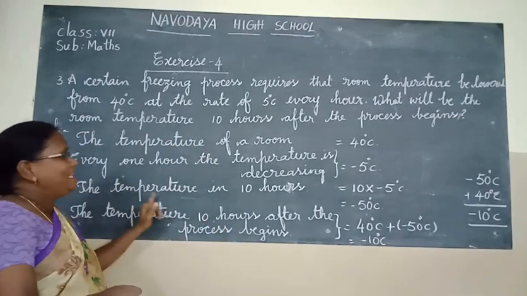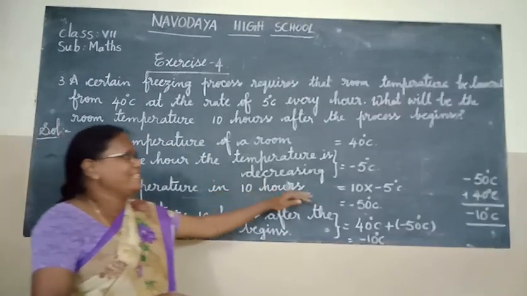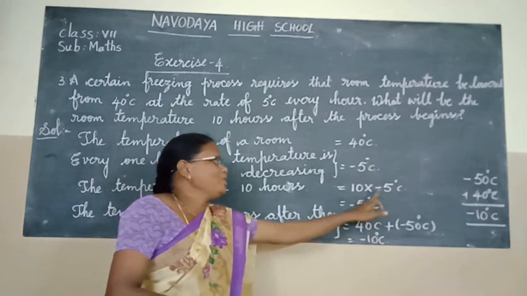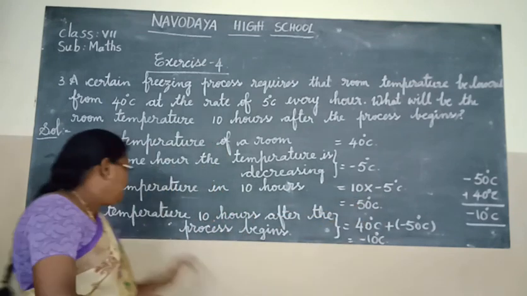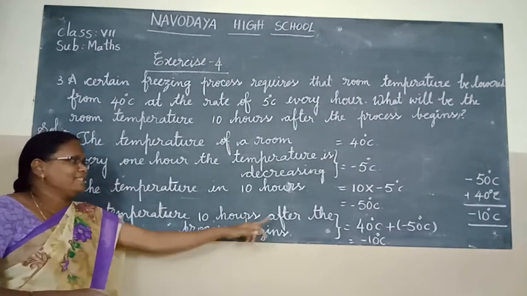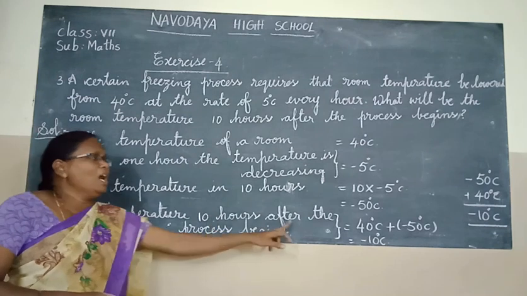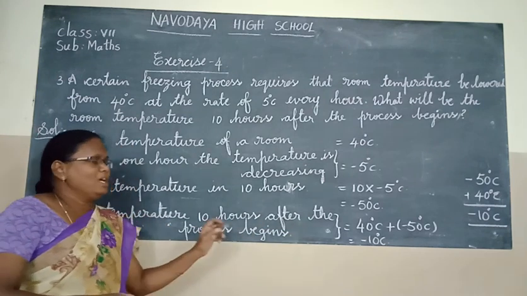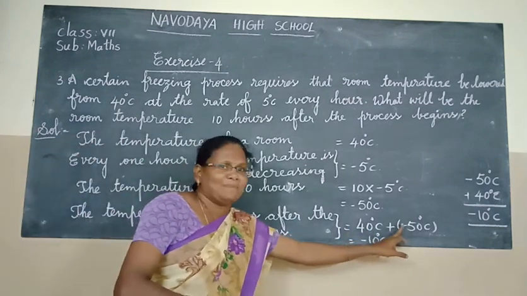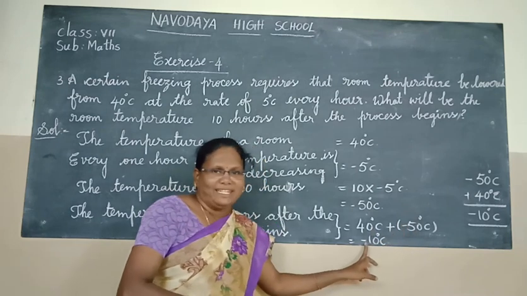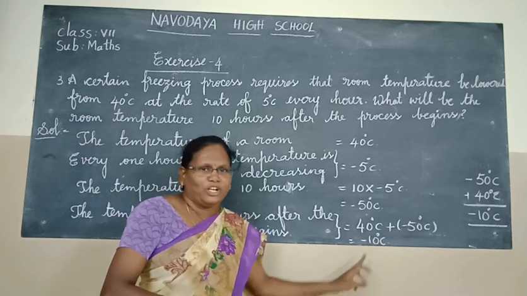Here the temperature in 10 hours. 10 into minus 5, 10 fives are 50. Here plus into minus 50. The temperature 10 hours after the process begins. 40 degrees centigrade plus minus 50 degrees centigrade. 40 minus 50 is equal to minus 10 degrees centigrade. Have you understood, children?